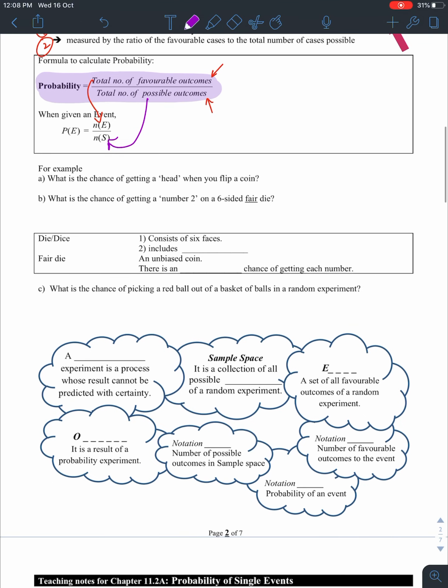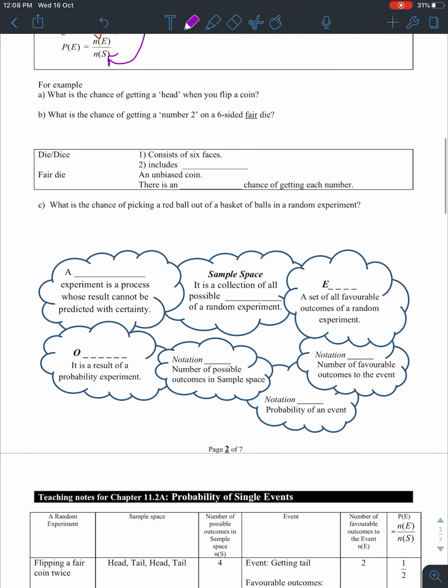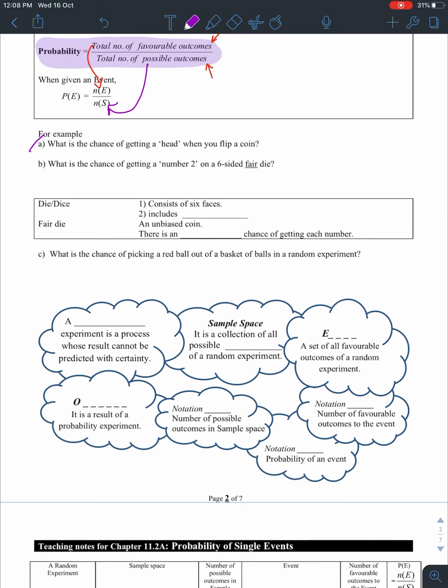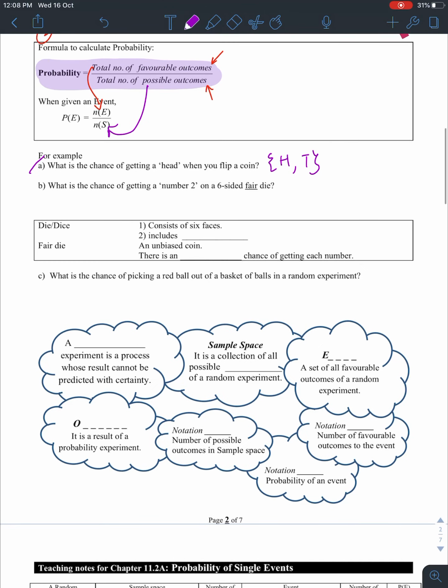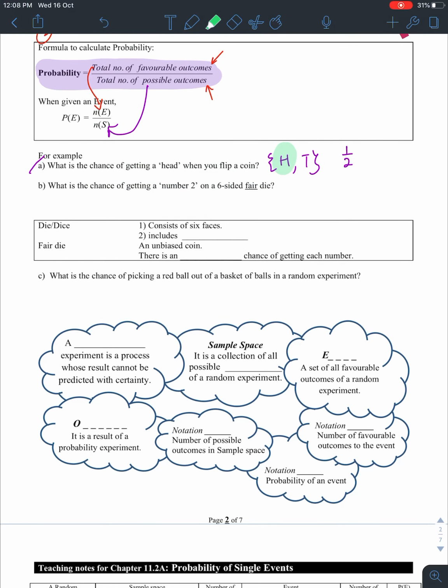Let's look at the next part: what's the chance of getting heads when you flip a coin? In order to solve this question, we have to answer a few questions first. What is the total number of possible outcomes when you flip a coin? You can either get heads or tails. So the chance of getting a head would simply be half, because there's only one possible outcome for heads.